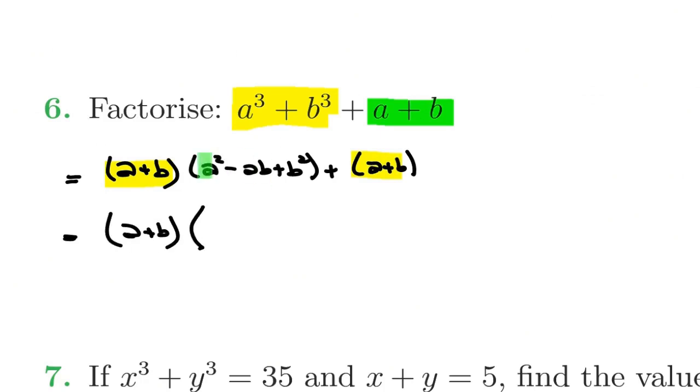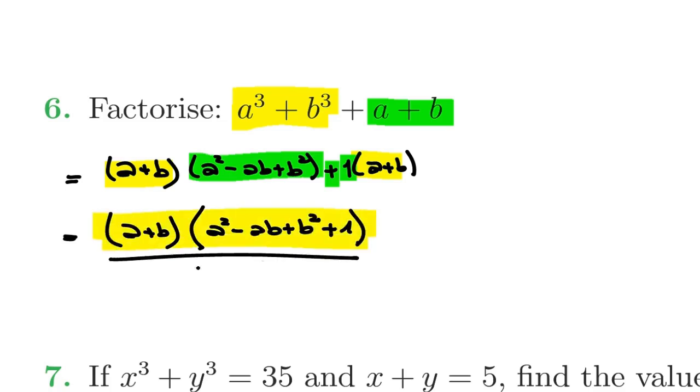In the first part, this remains. Plus, here, there's also a times 1 left. So, a squared minus ab plus b squared plus 1, that's all there is. We can't factor this any further.